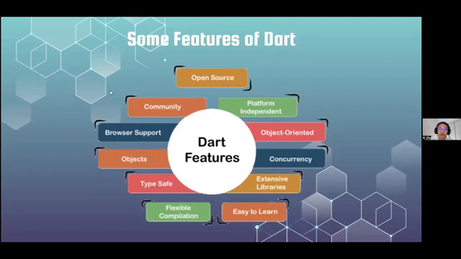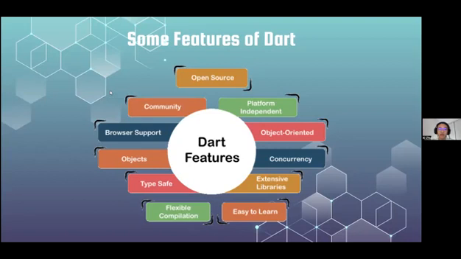Also, Dart has flexible compilation. Dart provides the flexibility to compile the code fast as well. It supports two types of compilation process, AOT, ahead of time, and JIT, just in time.